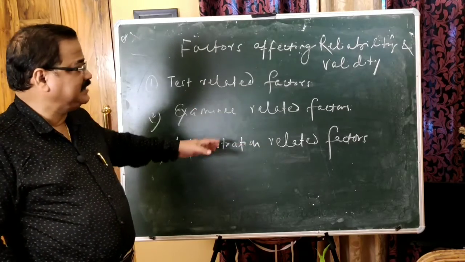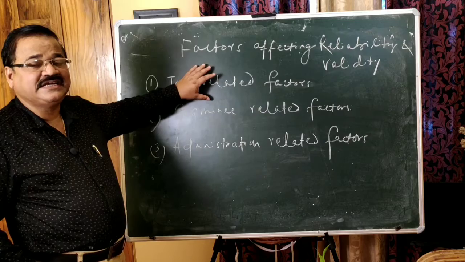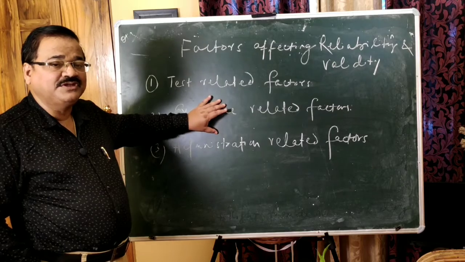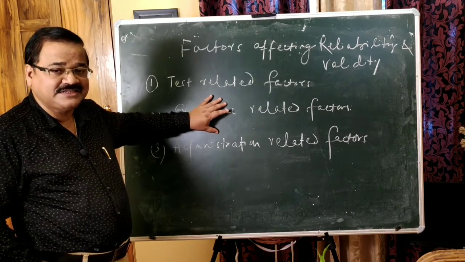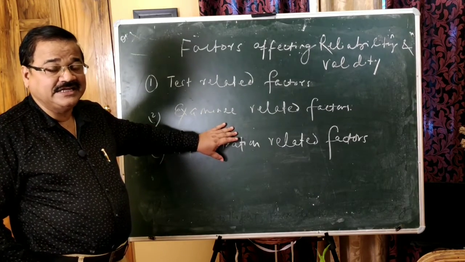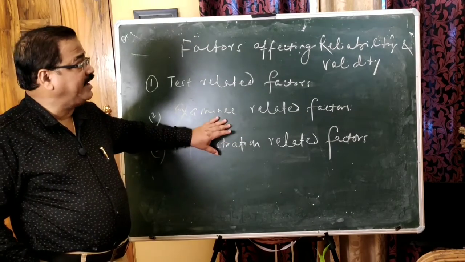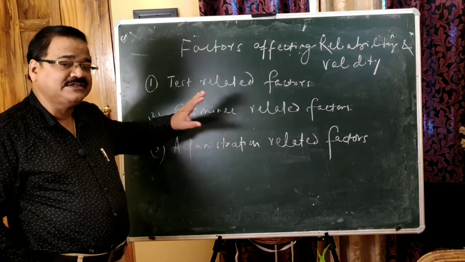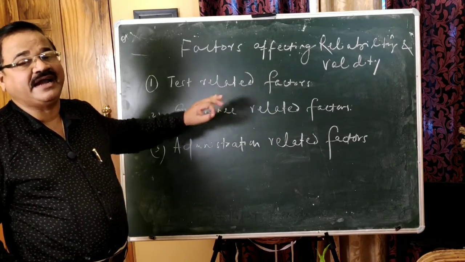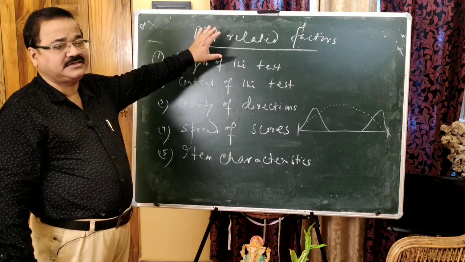So we will discuss all this in detail, but for your understanding there are some factors which are present in the test itself, and some factors which are present with the examinees, the candidates, the students. And thirdly, if the test is not administered properly, if it is not scored properly, then there may be some errors which will affect the reliability and validity. So let us discuss one by one what are the test related factors. Specifically we will discuss each factor. Okay. So now let us begin with the test related factors.